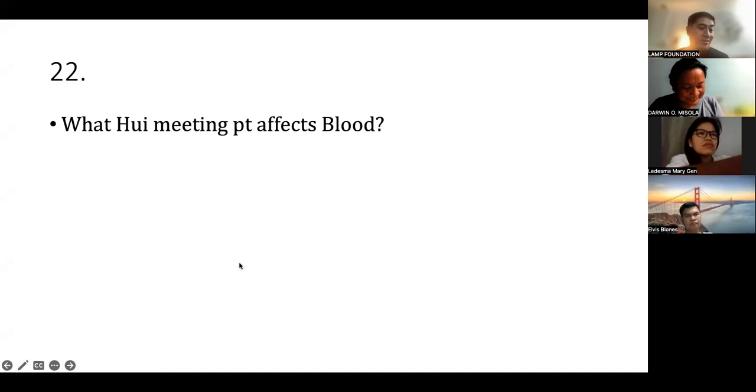So alam ko talaga pag seryoso. And finally, we call on Sir Elvis Blones. Good evening, Sir Elvis. Good evening, Doc. Okay, you will be the last one for today. What Hui-Meeting point affects the blood? UB17, Doc. Okay, I want you to master the technique of locating bladder 17.